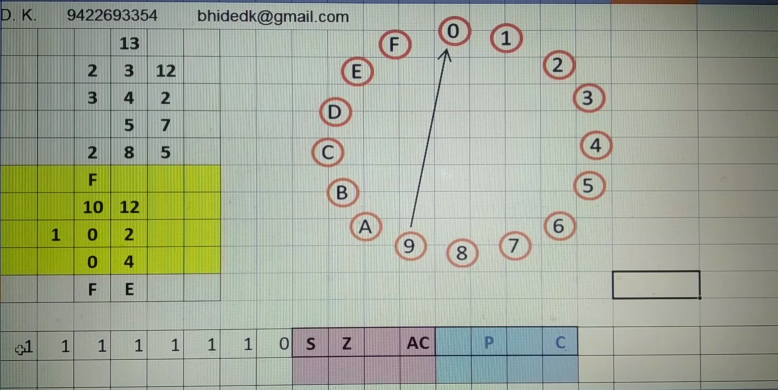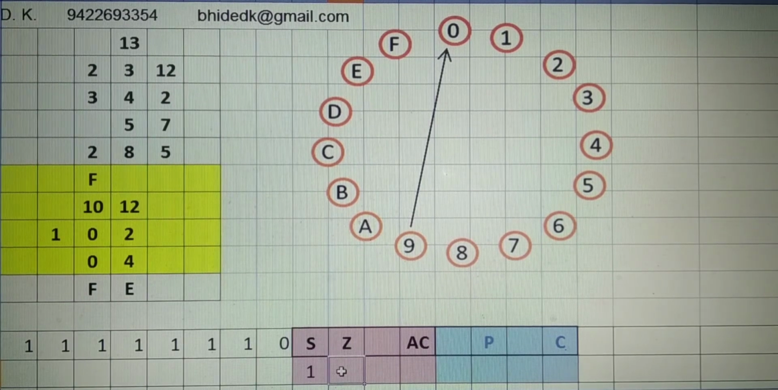Here the most significant digit is 1. That means the answer is negative. Therefore the sign flag will set. The answer is not 0, therefore the zero flag will reset. Next is a don't care condition. Auxiliary carry: carry is not generated, therefore auxiliary carry will reset.